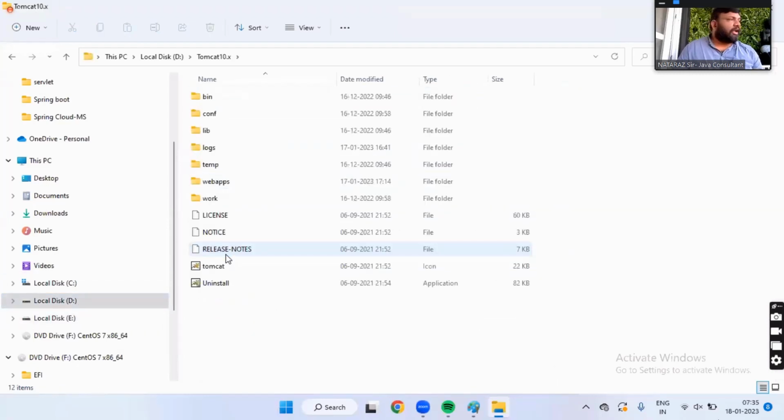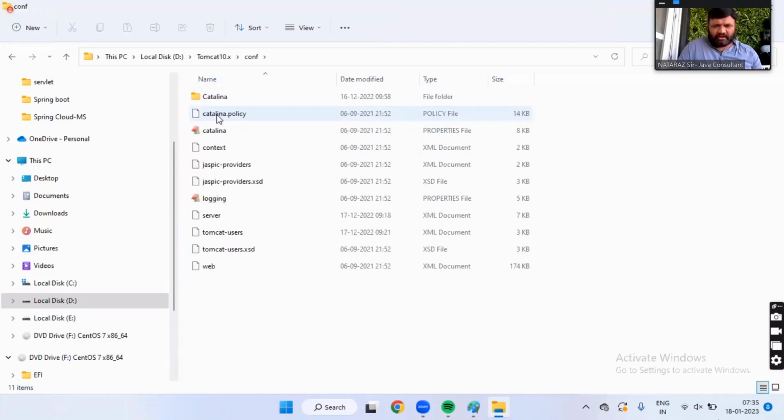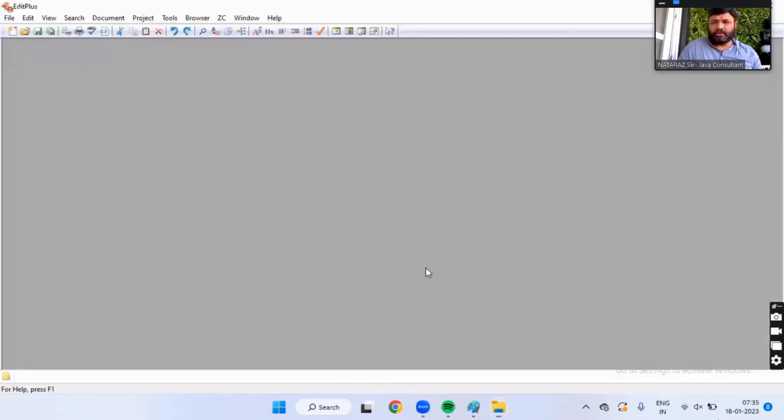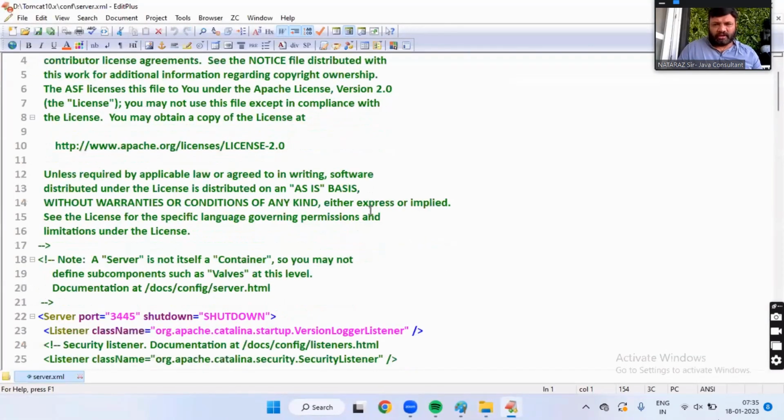Tomcat 10.x, guys. Come on. In conf, if you want, you can take 1 lakh, 2 lakh also, not an issue. As long as your CPU supports it, there is no problem for the Tomcat server to handle 1 lakh requests at a time. Got it? But you should have strong CPU hardware support also.